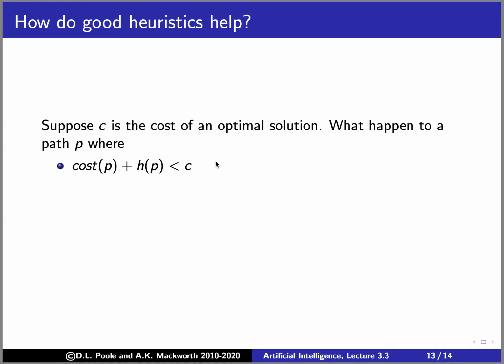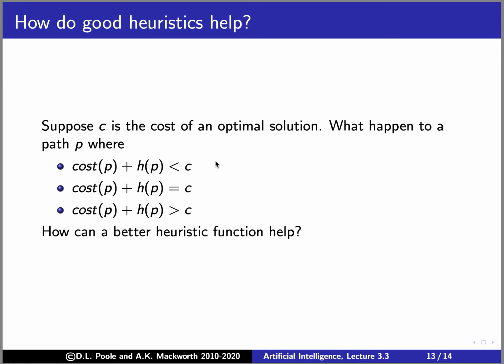Okay? So now a question that we'll talk about in class. Suppose C is the cost of an optimal solution. So what happens to a path P where the cost of P plus H of P is less than C? What happens to those paths? What happens to the paths where it equals C? And what happens to the paths that exceed C? So think about that, and then we're going to ask the question, how can a better heuristic function help?